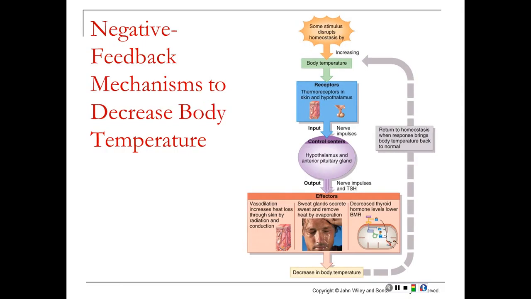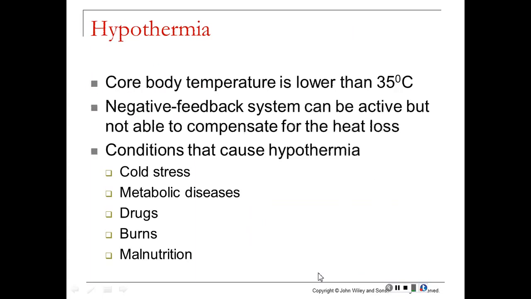To decrease body temperature, you have sensory receptors fired off in your skin and hypothalamus. Your hypothalamus and anterior pituitary gland are going to send out impulses to vasodilate, to sweat, and to have decreased thyroid hormone, all to decrease the body temperature. Let's talk about hypothermia. This is when your core body temperature is lower than 35 degrees Celsius, which is about 95 degrees Fahrenheit, give or take a few tenths of a degree there.